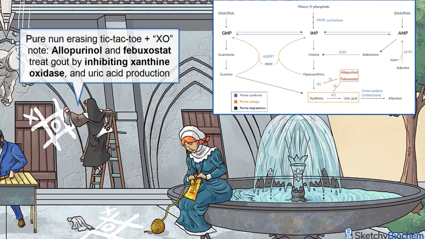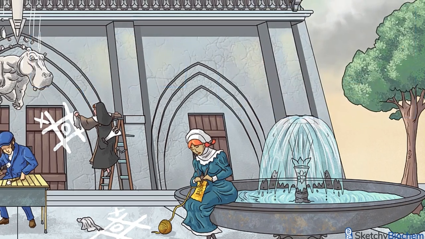Allopurinol and febuxostat treat gout by inhibiting xanthine oxidase and uric acid production. The pure nun erasing the XO graffiti will help you remember allopurinol. The XO note tucked in her pocket is febuxostat.